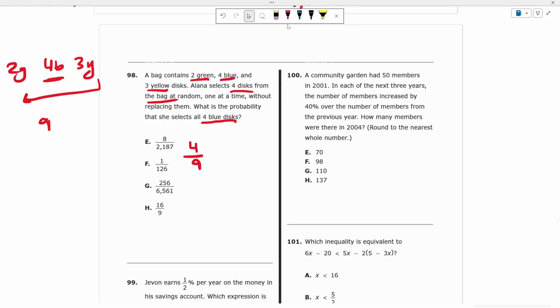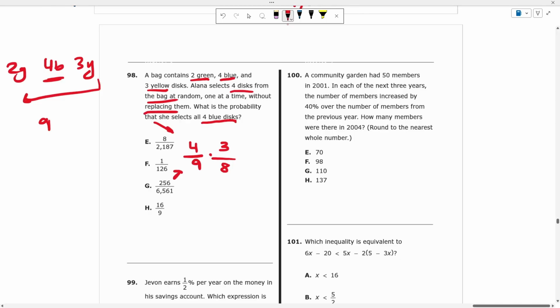So put what you want to happen over everything that could happen. She wants to choose the 4, but she could also choose the 9. So this is my part over whole. So that's the probability of selecting the blue disc the first time. Now, the probability of selecting the blue disc the second time is actually going to be 3 over 8. Why? Because she doesn't replace it.